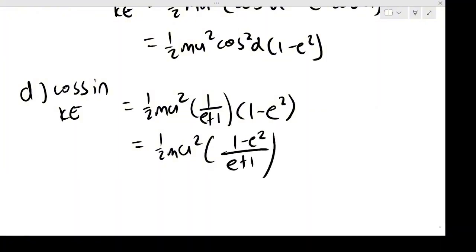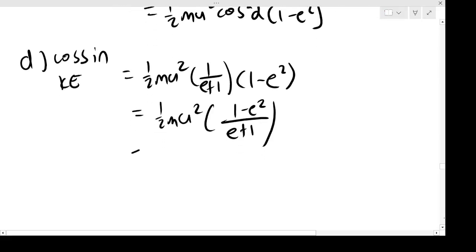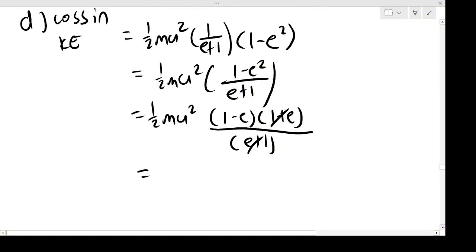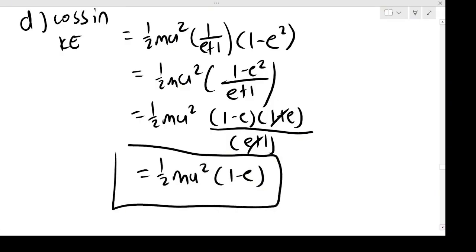Now, we can simplify this further because the numerator is a difference of two squares. So it's going to be a half m u squared, lots of 1 minus e, 1 plus e over e plus 1. And actually, I can cancel out the common factor, they're both e plus 1. So I get the final simplified expression, half m u squared of 1 minus e. And that is the expression for the loss of kinetic energy with just m, u, and e.